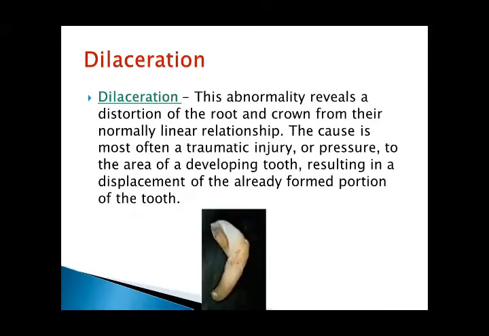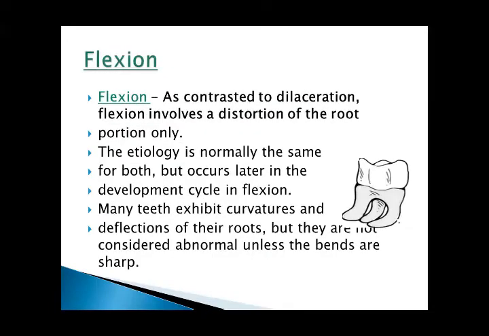Second is dilaceration. This abnormality is a distortion of the root and crown from their normal linear relationship. The cause is most often traumatic injury or pressure to the area of the developing tooth. Third is flexion, in contrast to dilaceration. This involves a distortion of the root portion only.